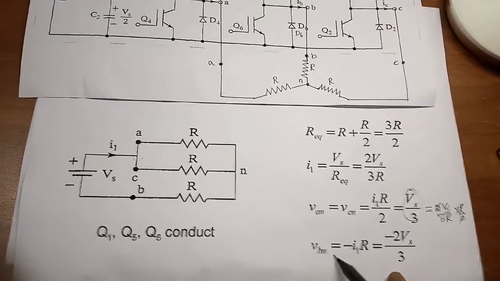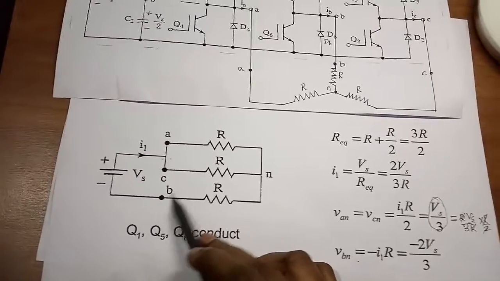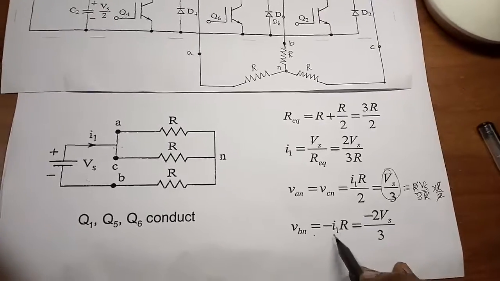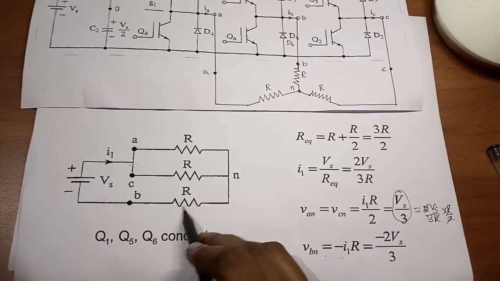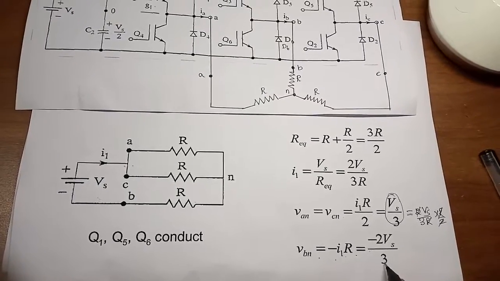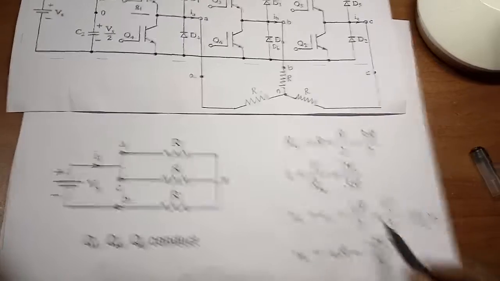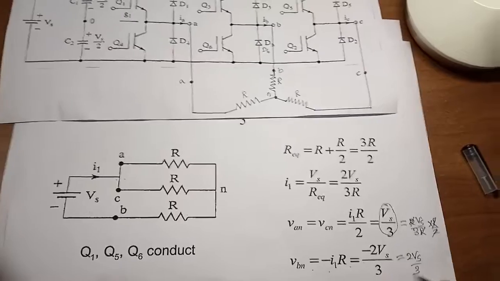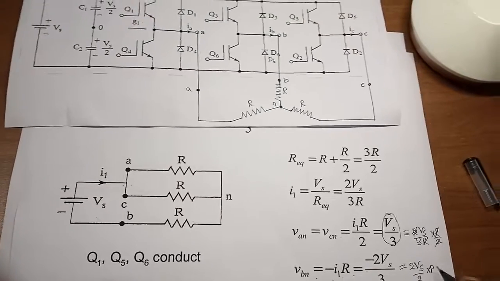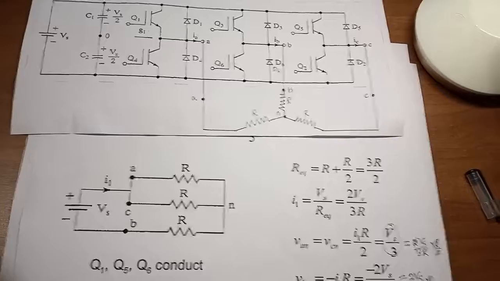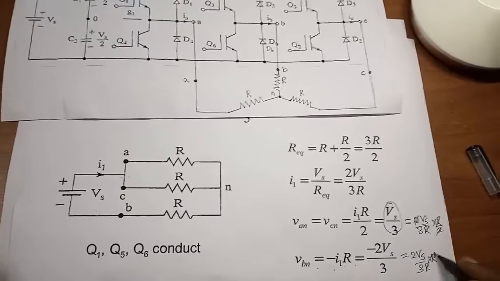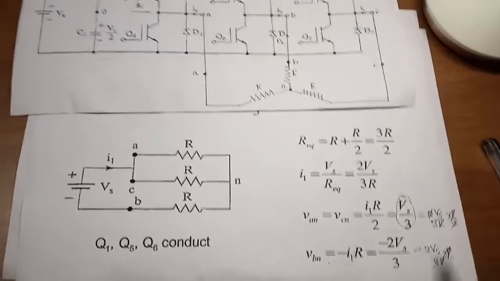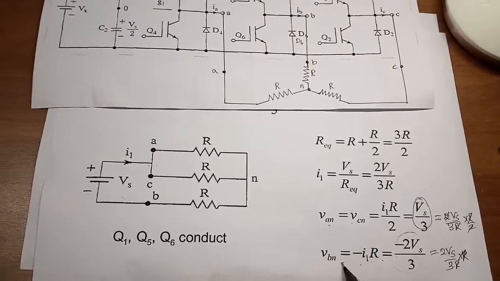Similarly, you can calculate for VBN. Since the direction is reversed here, for B phase, since it is connected to negative polarity, the current should be minus I1 and the resistance of the B phase is R. So you can substitute the I1 current to be 2Vs by 3R into R. So R and R go off, and I will be getting minus 2Vs by 3. So this is how we calculate VAN, VBN and VCN.